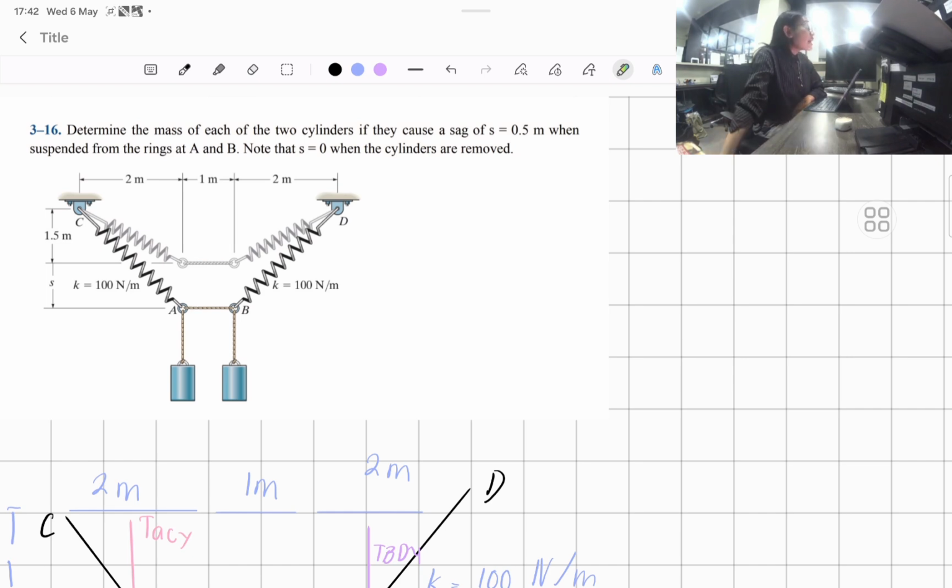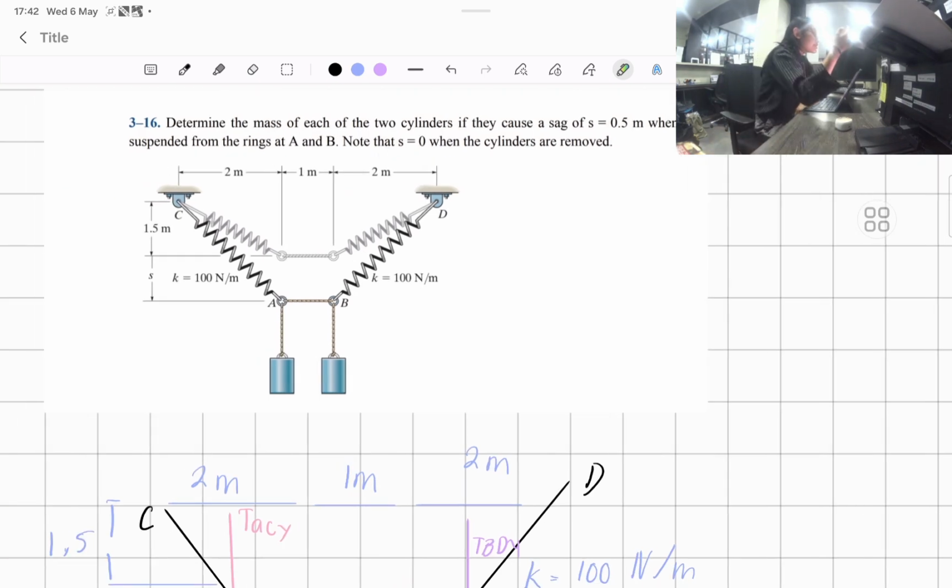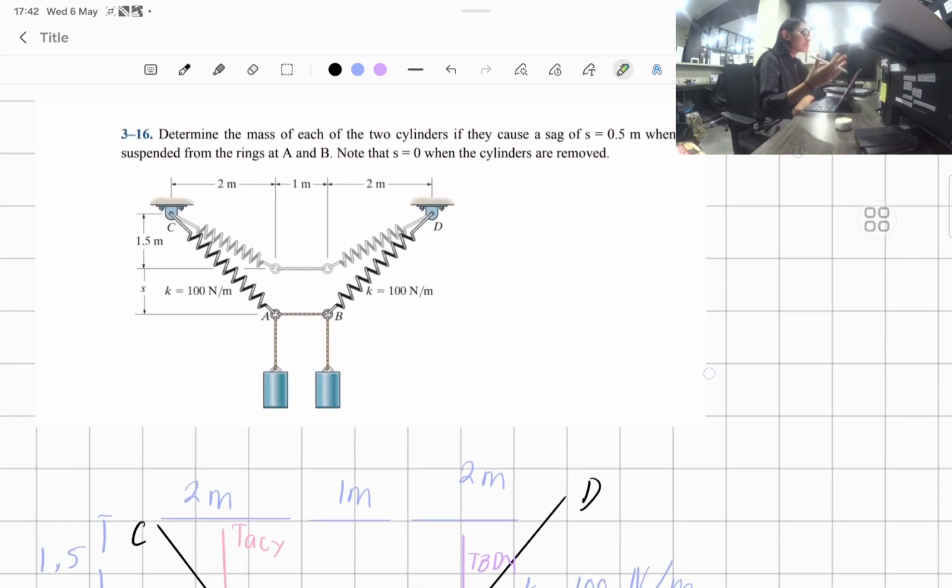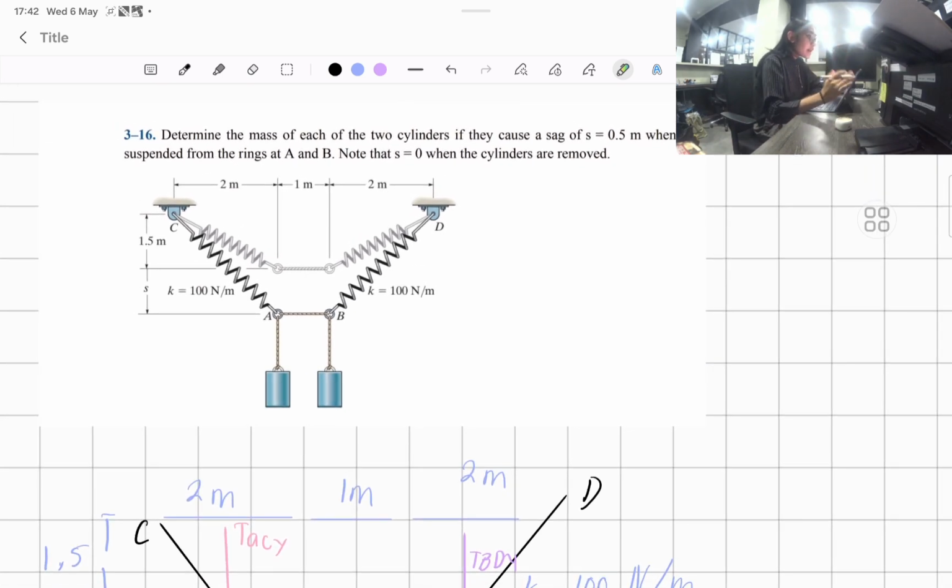I will be explaining this problem in the department's library while I'm working. So if there are any disturbances, I would like to apologize firsthand.